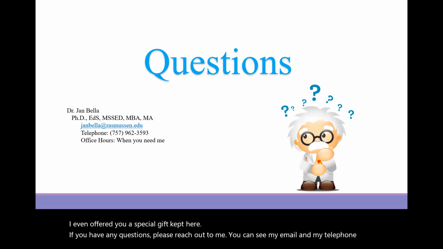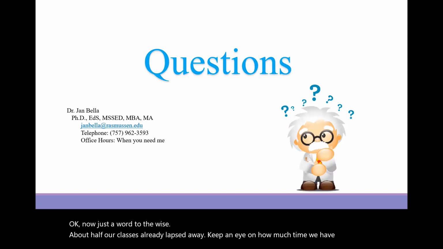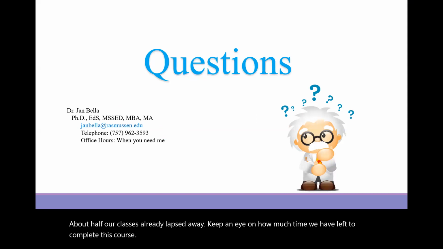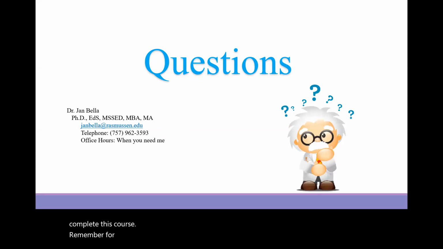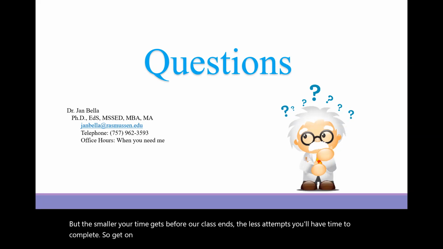And now, just a word to the wise. About half our class has already lapsed away. Keep an eye on how much time we have left to complete this course. Remember, for each attempt, you can have up to 3. But the smaller your time gets before our class ends, the less attempts you'll have time to complete. So get on it, start working.